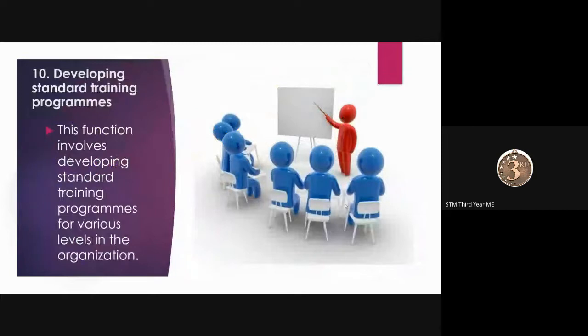Next comes developing standard training programs. That is also another function of an industrial engineer, coming under industrial engineering. The function of a training program is nothing but to train individuals with sufficient knowledge of the technology that is being used in the company. This happens in two ways.